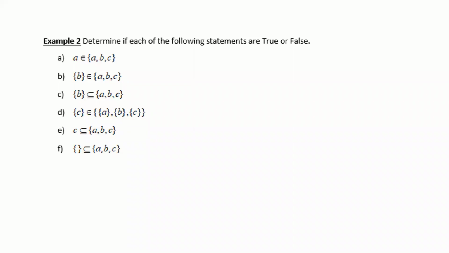Example 2. Determine if each of the following statements are true or false. A. The element A is an element of {A, B, C}. That is true. It's right here, so this would be true. Here, it looks like the same statement, except we have B in set brackets. So the set B would be a subset of {A, B, C}, but it is not an element because we would need this whole thing to appear inside here, including these set brackets. So this is false.